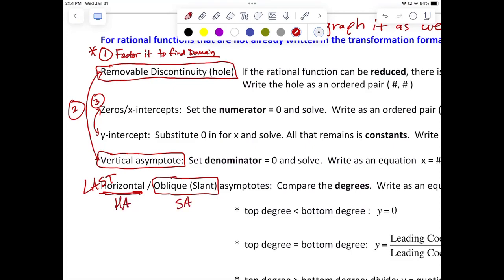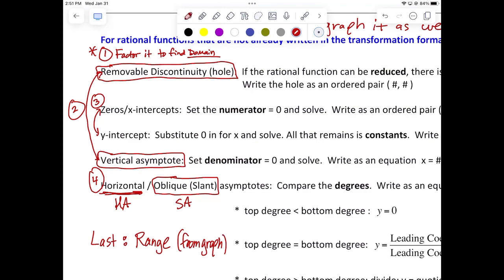Actually, it's the second to last thing to do. Instead of saying last, let's change that to the fourth thing. We'll change it to the fourth thing. And then the last thing that we do, ultimately, if we can, is we find the range. And we get the range exclusively from the graph.